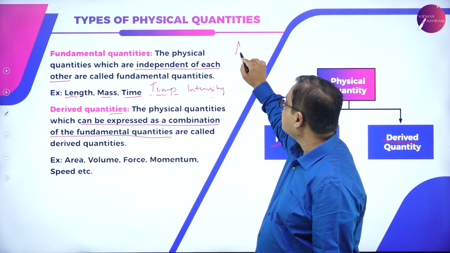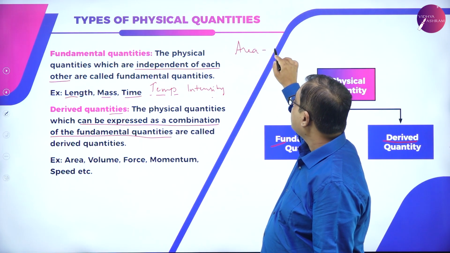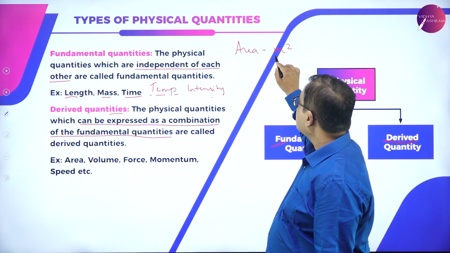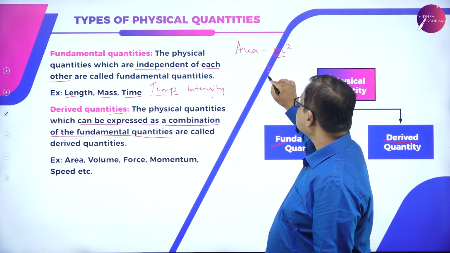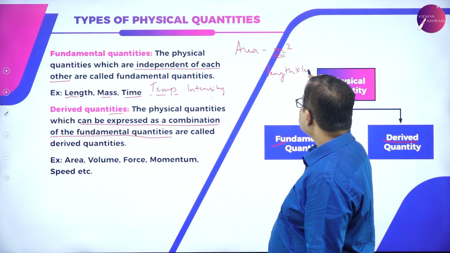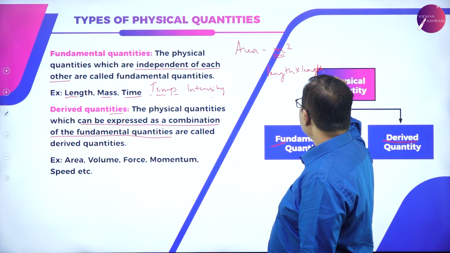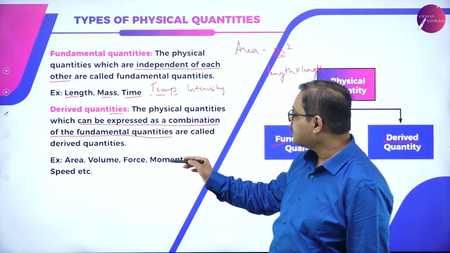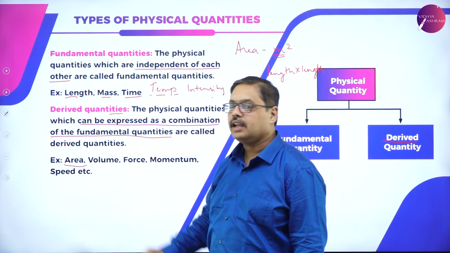I'll take the example of area. What is the unit of area? Meter square. So there are two physical quantities, length into length. It is a combination of two fundamental quantities.